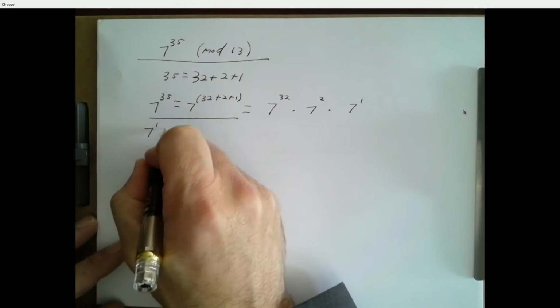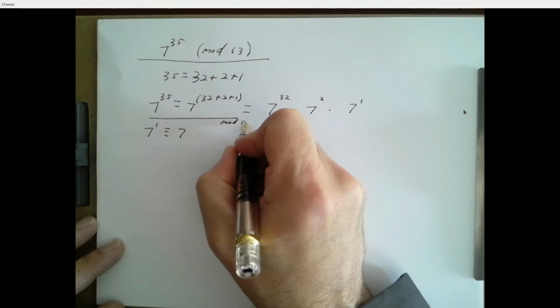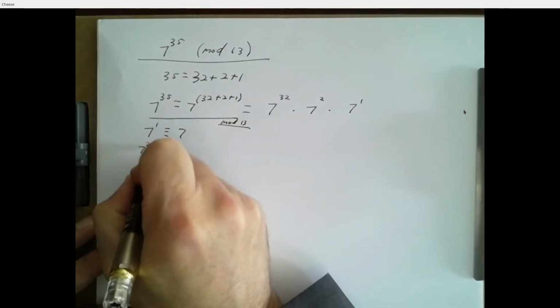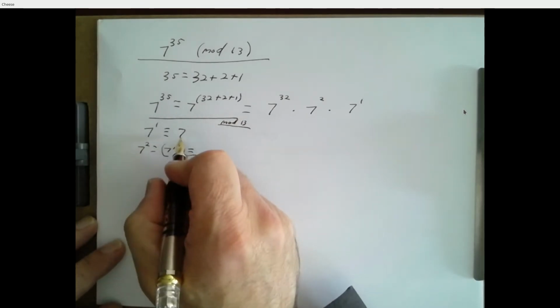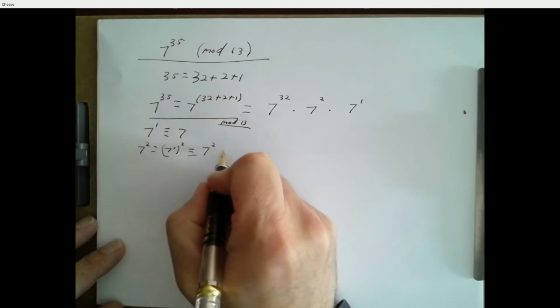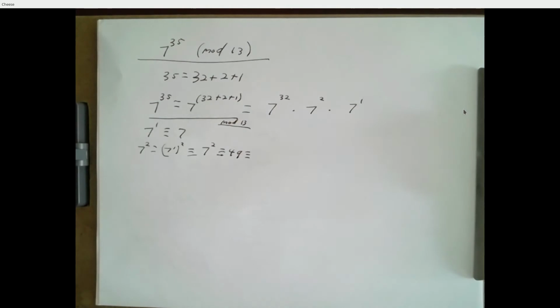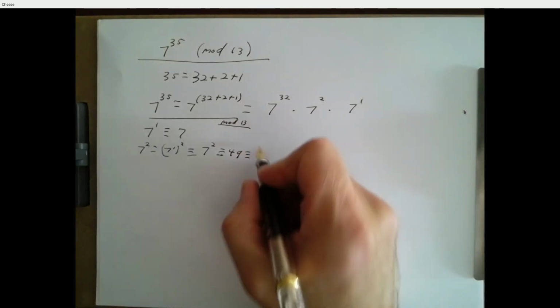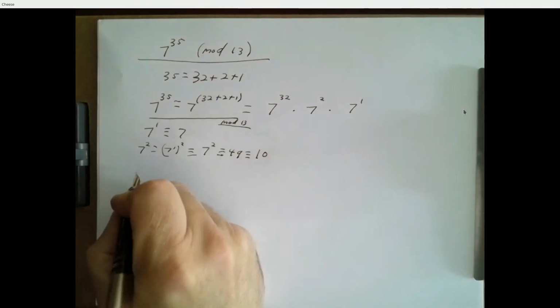So 7 to the first, that's just 7. Okay, and this is all mod 13. 7 squared is 7 to the first squared. So we can take what 7's congruent to, well, it's just 7. 7 squared is 49. And we have to reduce 49 mod 13. Well, 13, 26, 39, and then there's 10 left over. So this is congruent to 10. That doesn't feel right already. I guess it does.